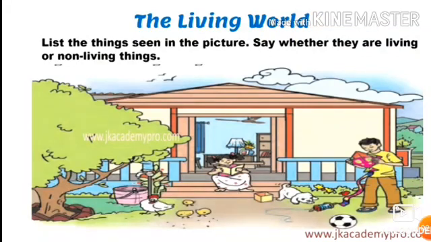So you have to see the picture properly and make columns, one as living and another as non-living things, and write those things in that column. Understood?